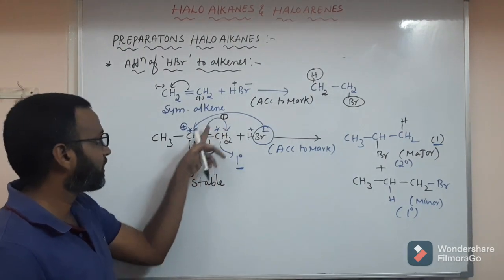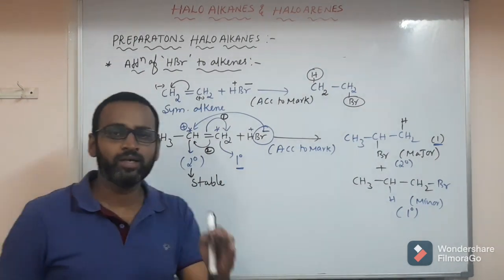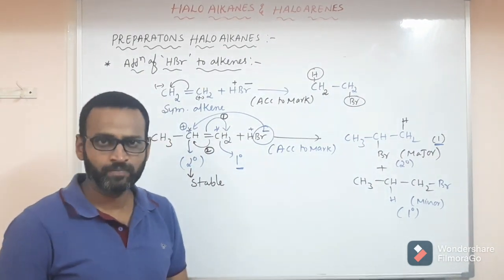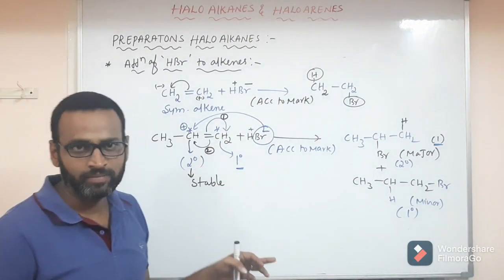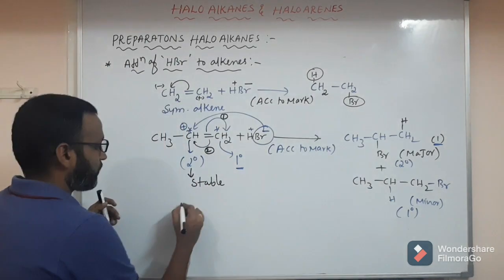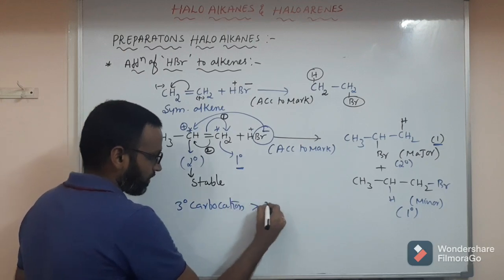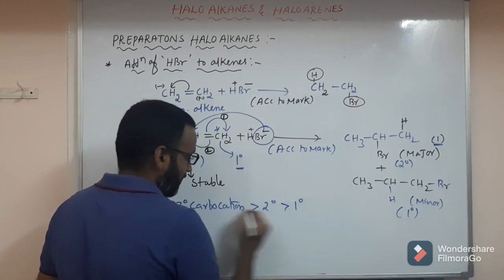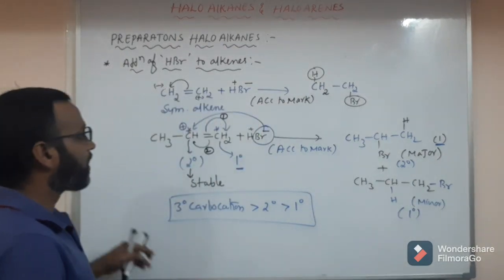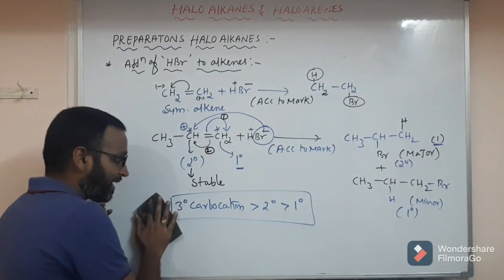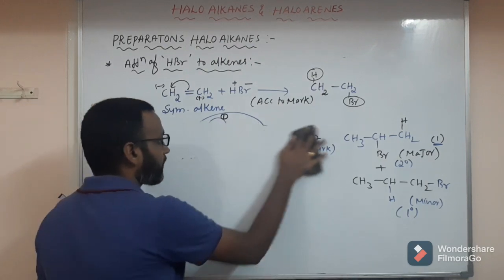In the first migration, the middle carbon you are having is secondary. In the second migration, this carbon, a primary carbocation you are having. Which carbocation is more stable? You know that. Tertiary carbocation is more stable than secondary. Secondary is more stable than primary. This you know already. So this is about Markovnikov rule. Okay? And in Markovnikov rule you have one more important thing. Please write it down, all these things. Okay? What is that?